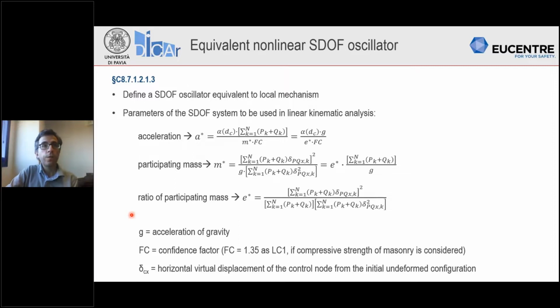Then you will have to define the single degree of freedom oscillator equivalent to the mechanism. Now this is done with all these expressions that are particularly useful for the nonlinear analysis. For the linear analysis, the only parameter which is playing a role in the verification is this one, the ratio of participating mass, E star.